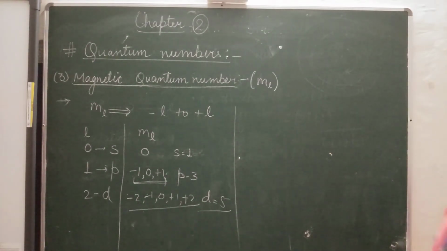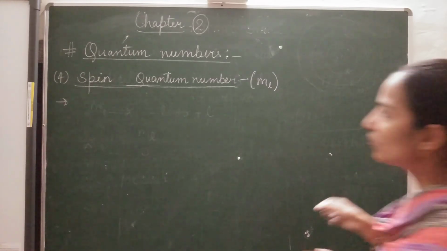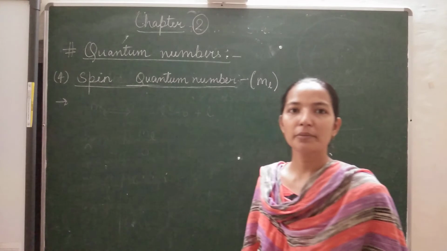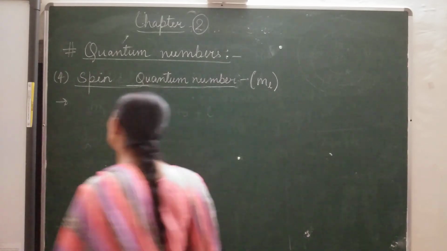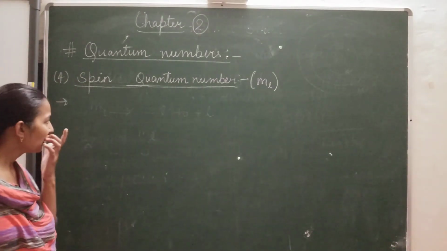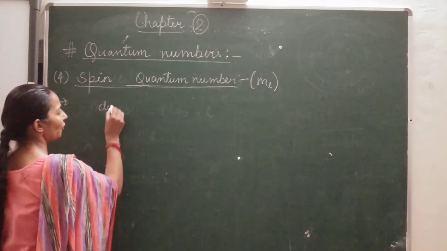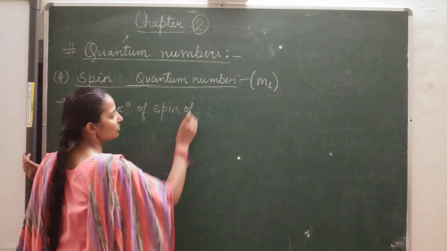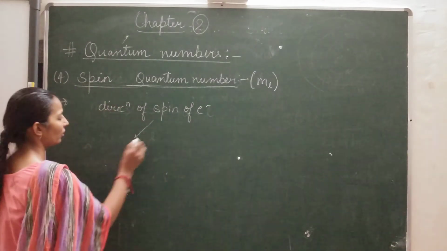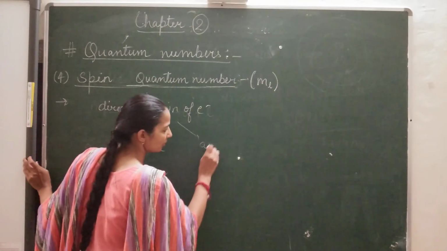Now the next type of quantum number is the spin quantum number, which gives us information about the direction of spin of an electron. It was given by Goudsmit and Uhlenbeck. So there are two directions of spin of an electron: one is clockwise and the second one is anti-clockwise.